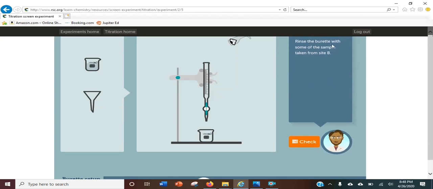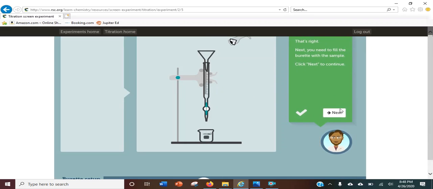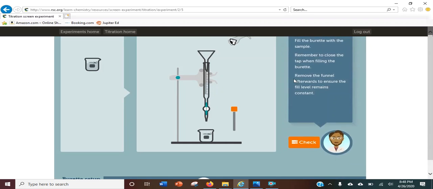Okay. Now we're going to rinse the burette with some of the sample taken from Site B. So this is the acid. So I'm going to put a funnel on top of the burette so we don't spill anything. Now we're going to rinse the burette. Okay, very good.